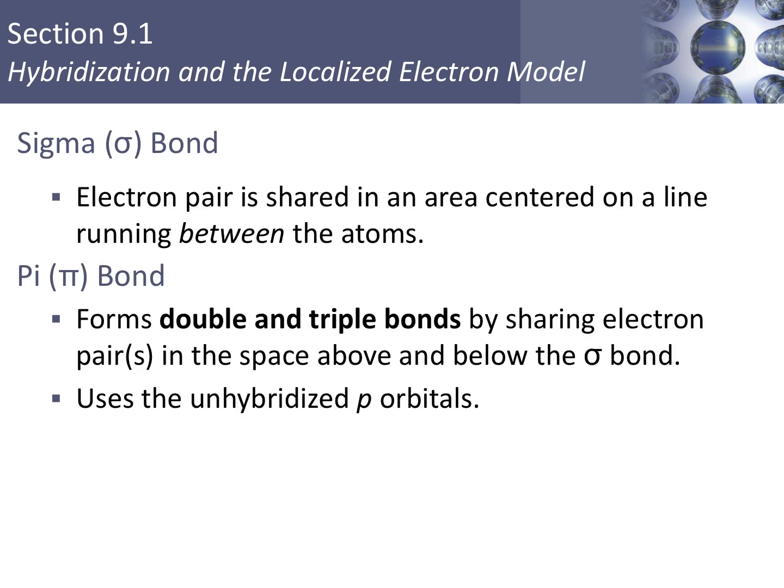Whenever we have a single covalent bond, we call that a sigma bond. This is where the electron pair is shared between the 2 atoms. However, in a molecule like carbon dioxide, where we have 2 double bonds, we would say that we have 1 sigma bond and then 1 pi bond for each of those double bonds. A pi bond occurs when you have double or triple bonds, and the electron sharing is not between the atoms, it's in the space above and below the sigma bond. And that is where those unhybridized p orbitals come into play. That's how we're actually able to share 2 or 3 pairs of electrons.